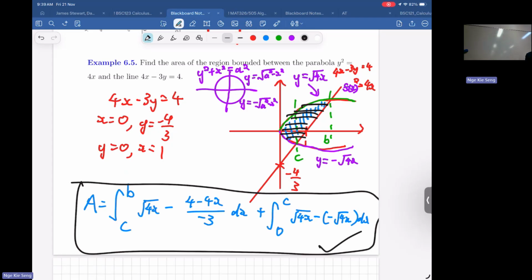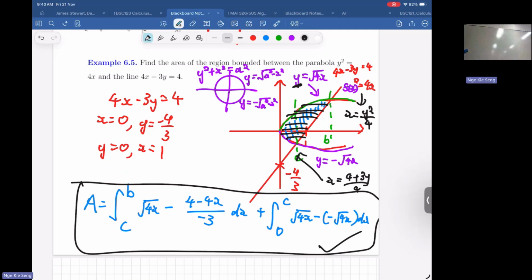But to use the horizontal one, instead of finding y, we want to find x. Can we express this function in terms of y, x in terms of y? For this parabola, we can easily arrange it to x equals y squared over 4. Similarly, for that line, we can arrange it to x equals 4 plus 3y over 4.